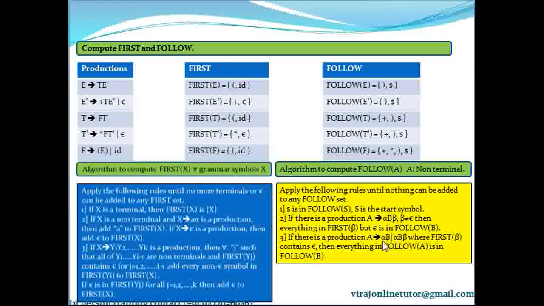What it says, if a production ends with a non-terminal, or if a production is having something after the non-terminal but its first contains epsilon in it, then whatever is in the follow of left hand side, you place it in follow of B. So first let's apply the first part of it. That is, let's find out all productions which are ending with a non-terminal. Okay, this is ending with a non-terminal. So whatever is in follow of E, you place it in follow of E dash.